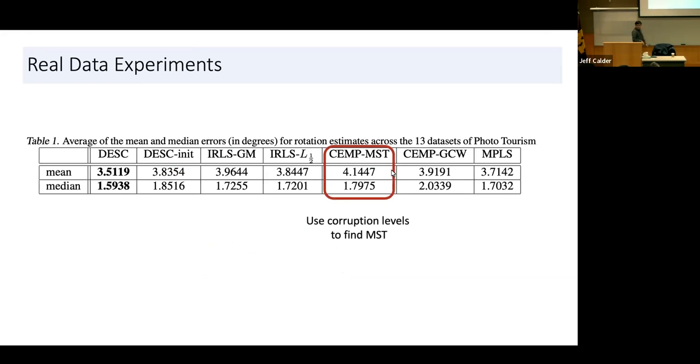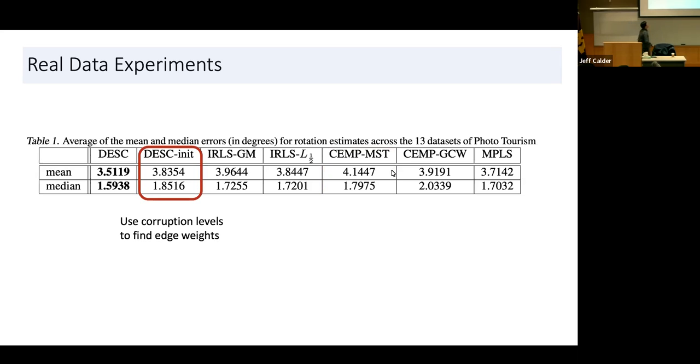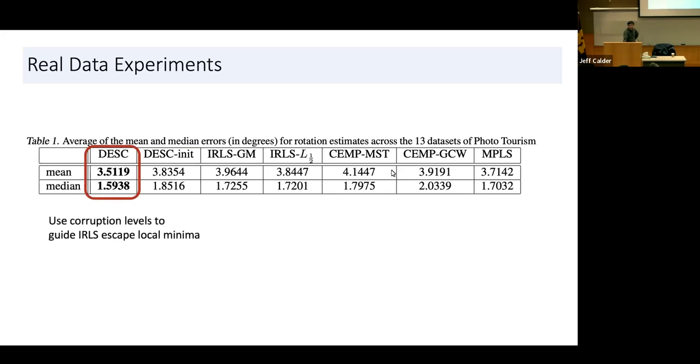So, for example, if we use our CAMP method to estimate corruption levels and then combine with the spanning tree method, it actually achieves pretty nice rotation estimates, even compared to iteratively reweighted least squares. It's actually quite comparable. We can also use CAMP or DESC, use this SIJ star to build the edge weights, and then run a weighted least squares, a weighted spectral method, which may be slower, but may improve the performance a little bit. We can further combine this SIJ star with the iteratively reweighted least squares, using SIJ star together with the residual in each iteration to help IRLS escape the local minimum.